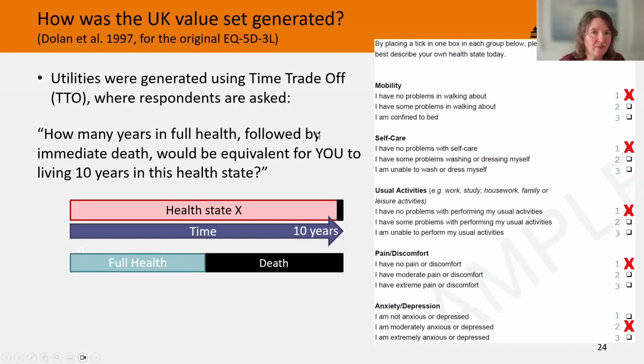And the way that the valuation study worked was there were, I think, 3,000 members of the public in the UK who were shown a bunch of these sort of health states. So the one that's marked here is 1, 1, 1, 1, 2. And people were shown 15 different health states and asked to value them. So there's a bit more to it than that, but that's the crux of it. They were asked to value each health state by considering, by trading off time. This is time trade-off. So they were trading off time.